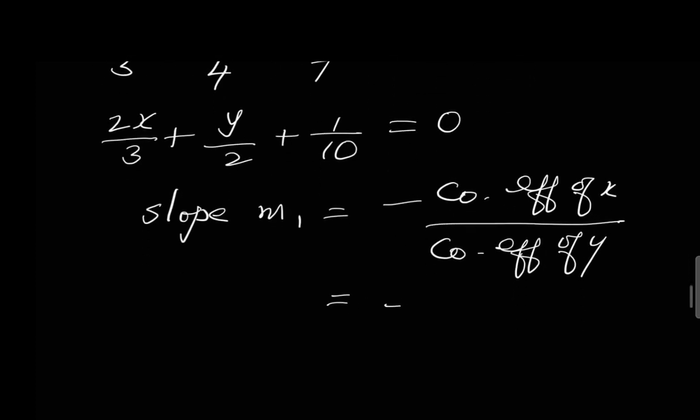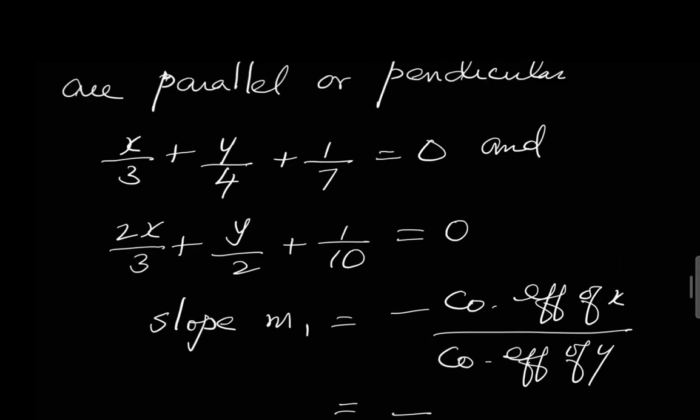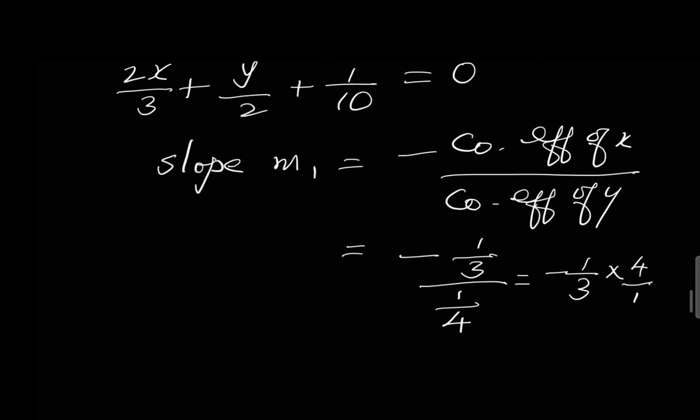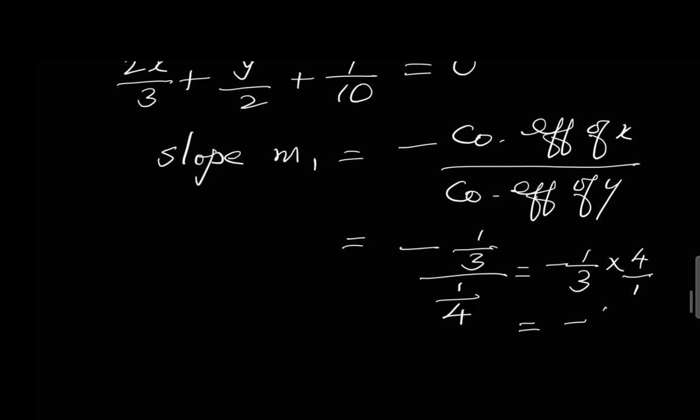So minus coefficient of x is here 1 by 3, divided by coefficient of y, which is here 1 by 4. So minus 1 by 3 into 4 by 1, that is equal to minus 4 by 3. This is your m1.